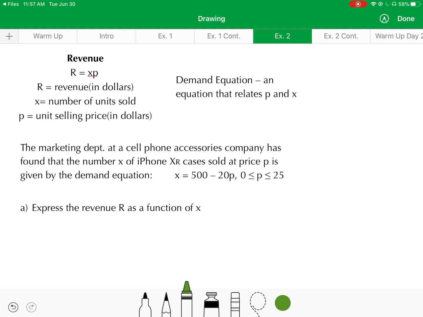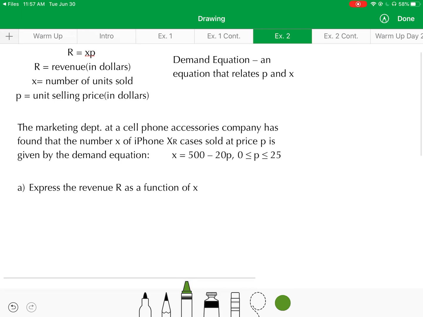Okay, so let me give you an example here. We have the marketing department at a cell phone accessories company. They found that the number X of iPhone 10R cases sold at price P is given by the demand equation X equals 500 minus 20P. So right here, this is your demand equation relating X and P together. And notice they've put a little stipulation here that the price has to be between 0 and 25. Probably just want to make sure that the price of the case doesn't get out of control, doesn't get way too expensive, okay?